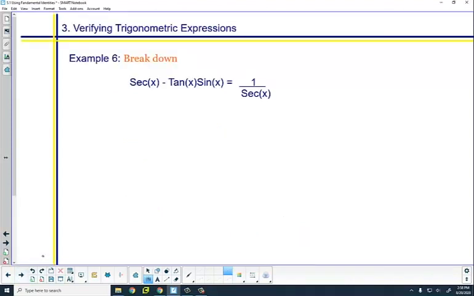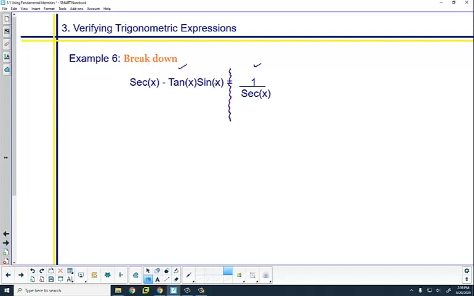All right, let's take a look at example 6. Let's break things down. This is called verifying. So here's how verifying works. See this equal sign? We're going to put a barrier or a river here. I can manipulate this left side however I want, and I can manipulate the right side however I want, but I cannot multiply, divide, do anything across the river. Please do not go back and forth. What we're trying to really prove is, is this side the same as this side? So is secant minus tangent times sine the same as 1 over secant? That's what we're going to try and find.